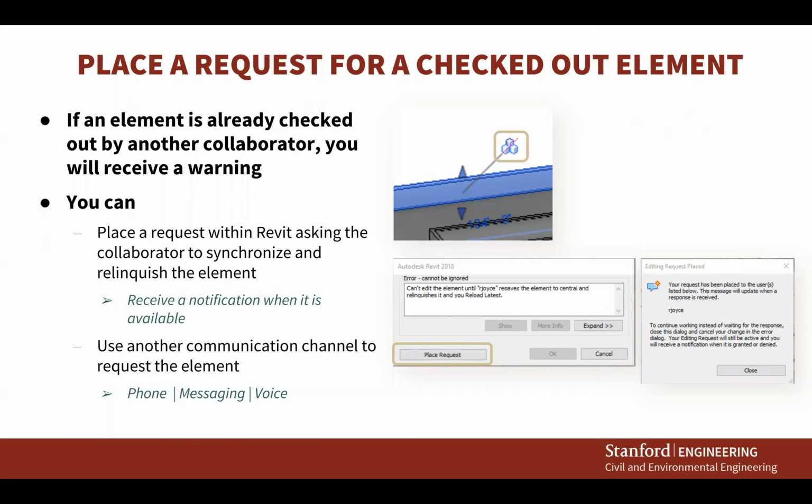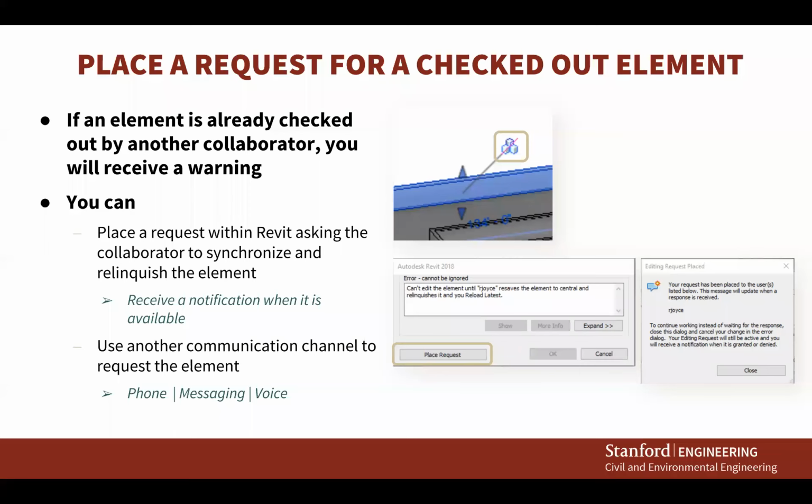At that point, you can place a request within Revit asking the collaborator to synchronize and relinquish the element. That way they'll know through the Revit interface that someone else is waiting for it, and you'll be notified when they've relinquished it, and you can reload it into your interface so you can make the changes.